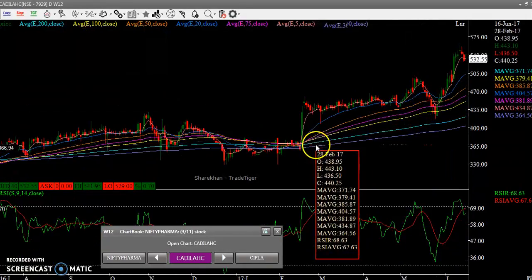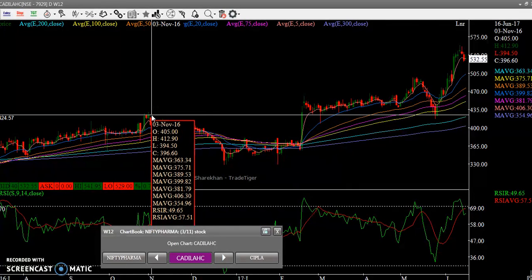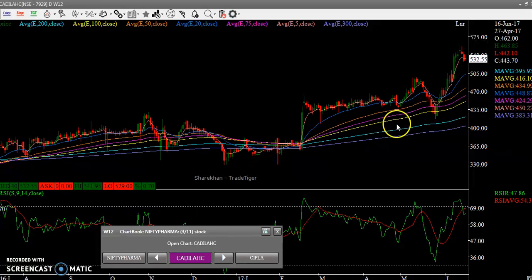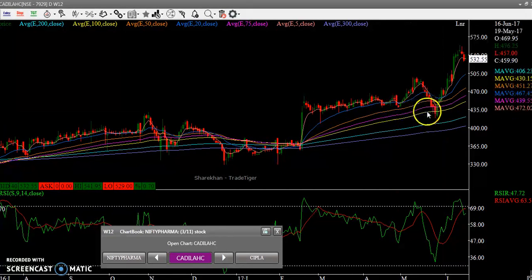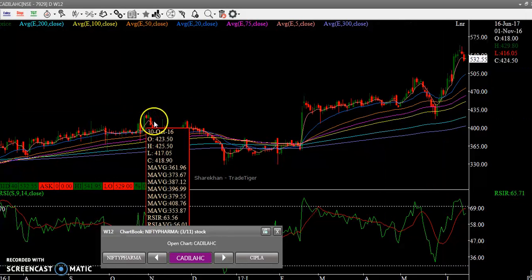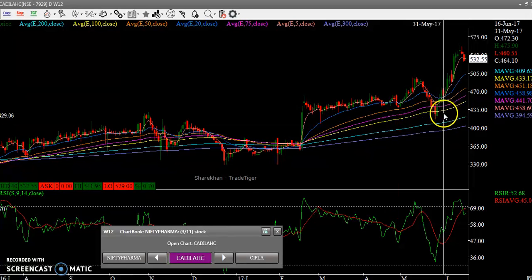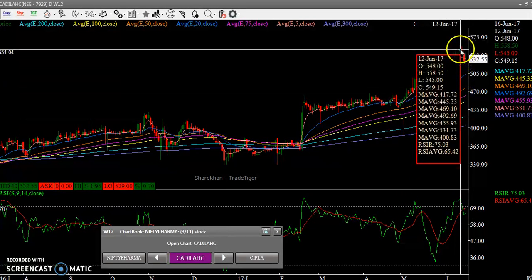So you can say that the trend has changed because it has broken out of this top and made it a bottom. So this resistance level became a support level. So this is a support and this is a support. So the trend really has changed. Again, when it came to this level, it had broken, right? It kind of gave a support and the stock went up, right?